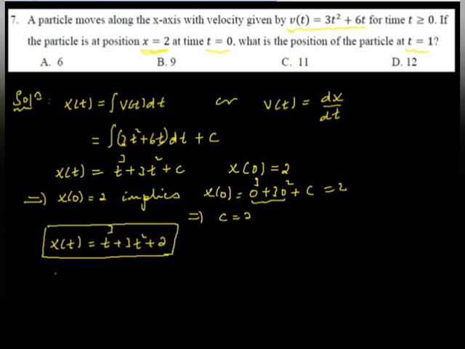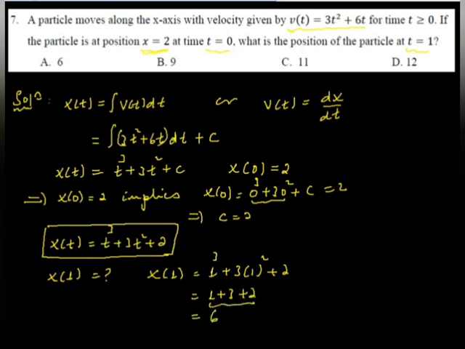The question is, what is the position of the particle whenever t is 1? So evaluate x of 1, which is 1 cubed plus 3 times 1 squared plus 2. So this is 1 plus 3 plus 2. Therefore, our answer is 6. So the answer for this problem is 6.